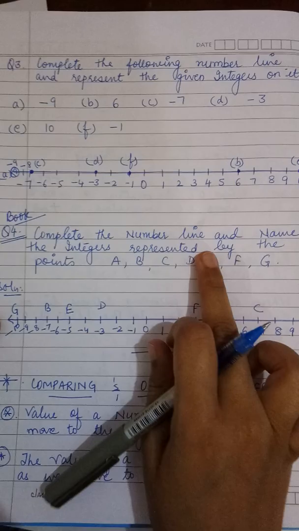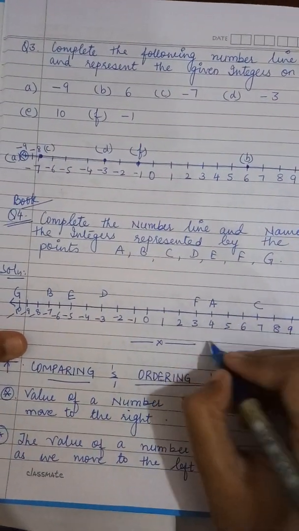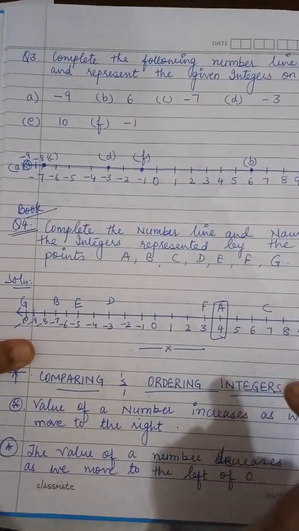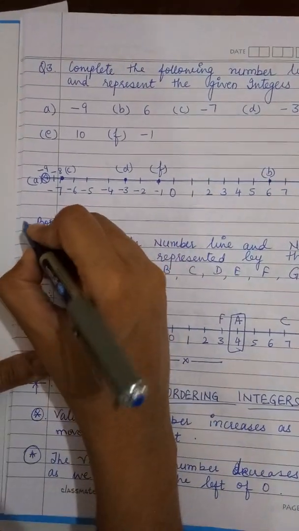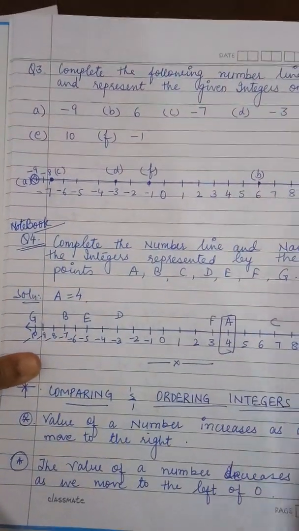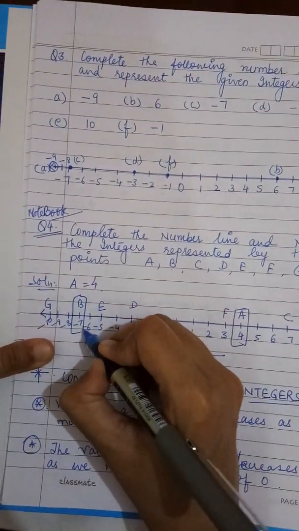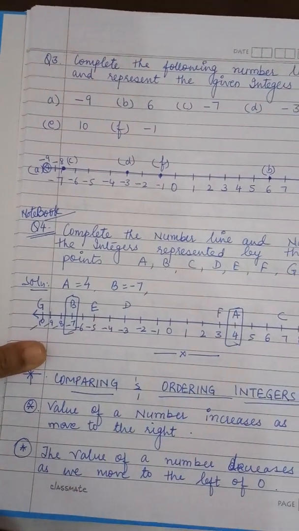Name the integers represented by the points. A: what is the integer which is represented by A? 4. So you can do this question in the notebook. You can write it like this. A is equal to 4. Do this question in the notebook, everyone. Next, B. What is B? Minus 7. You can see it. So I am going to write B is equal to minus 7.